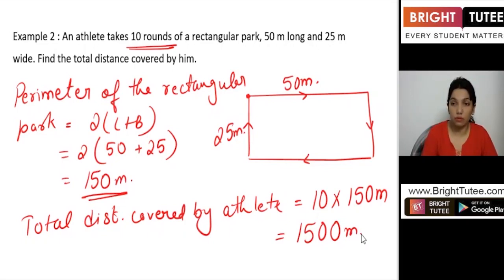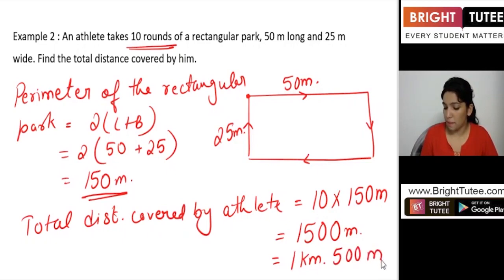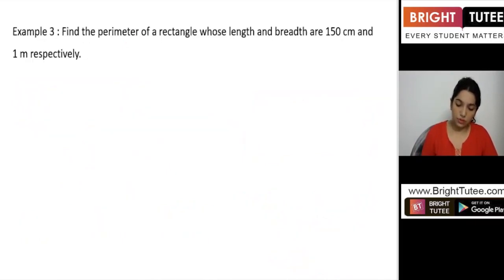If we want to convert this into kilometers and meters, we know that 1 kilometer is 1000 meters. So it will be 1 kilometer and 500 meters. So it's your wish, whichever way you want to write the answer, that's correct. Now let's do the next question.